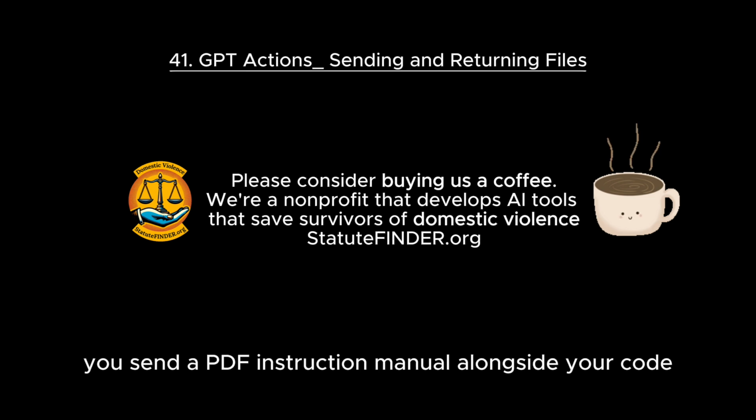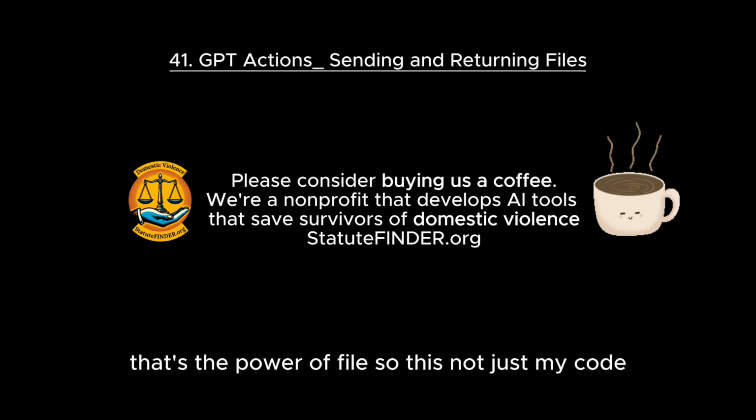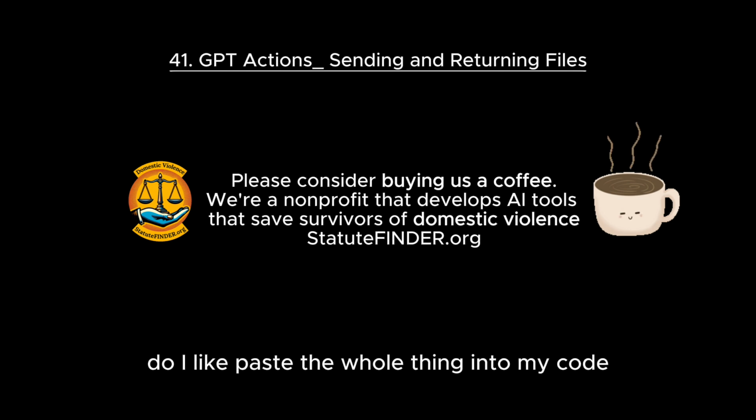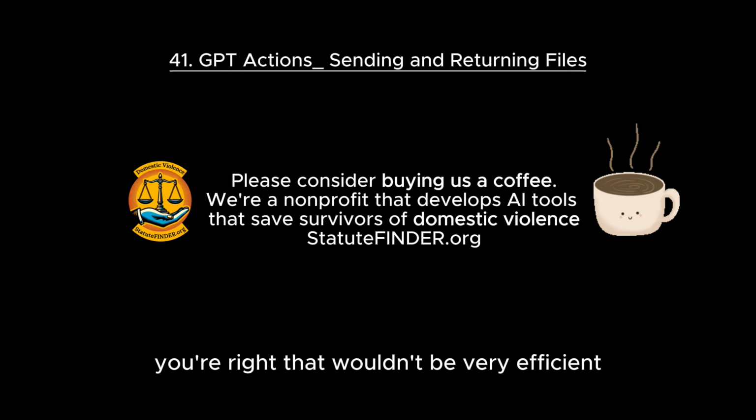Oh, okay. Imagine you send a PDF instruction manual alongside your code. So OpenAI understands the context of what you're trying to do. That's the power of files. So that's not just my code. It's got extra info. Exactly. Okay, that's pretty cool. But how do I actually send these files? Do I, like, paste the whole thing into my code? That seems messy. Yeah, you're right. That wouldn't be very efficient.